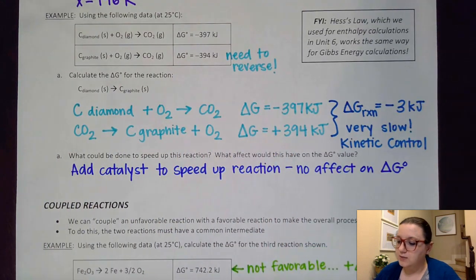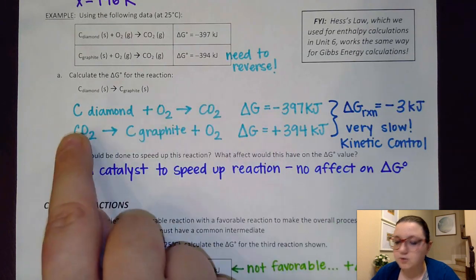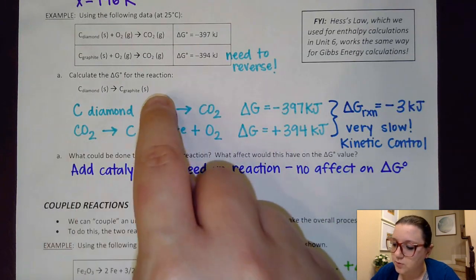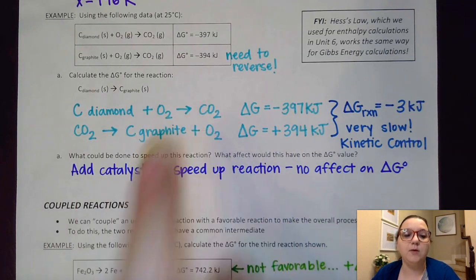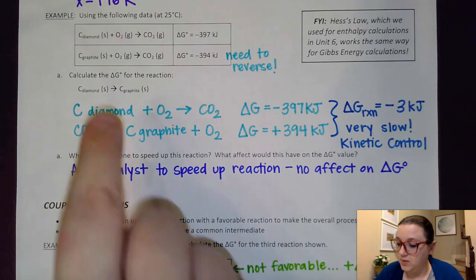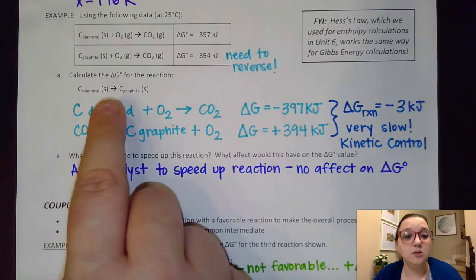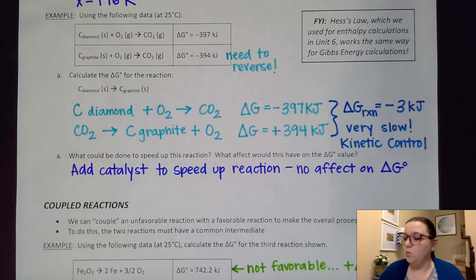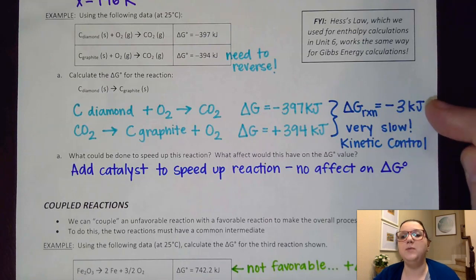Now look what happens here. You end up with CO2 on either side, that would cancel. You end up with O2 on either side of the arrow, that would cancel. And so the overall equation that would leave you with would be the carbon diamond changing into carbon graphite. And so then once I get these manipulated in the correct way, then I just simply add up my values. And when I do so, I get here a delta G of the reaction being a -3 kilojoules.